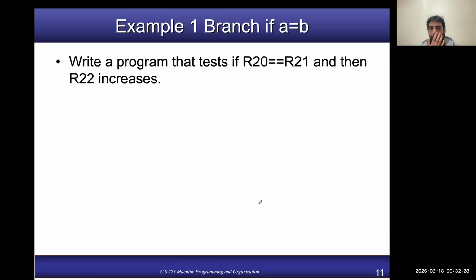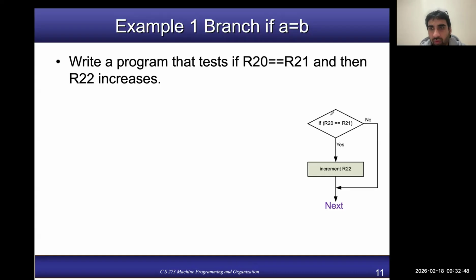Okay, let's have a look at an example. Write a program that tests if R20 is the same as R21. The values of these two registers are the same. It tests, and if they are the same, then it increases by 1 the value of R22. So what we want to do is basically this. We need to test this condition. If R20 is the same as R21, then we increment the value of R22. But if they are not the same, then we don't increment and we continue to the next instruction after increment R22. So we don't want to execute the increment R22 instruction. Let's see how we can do this in assembly.